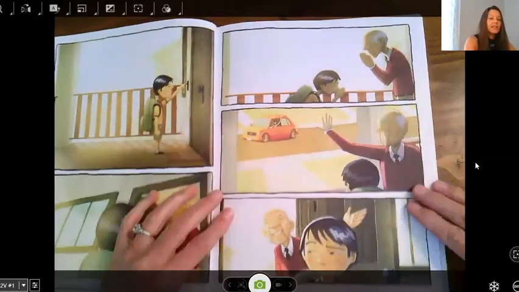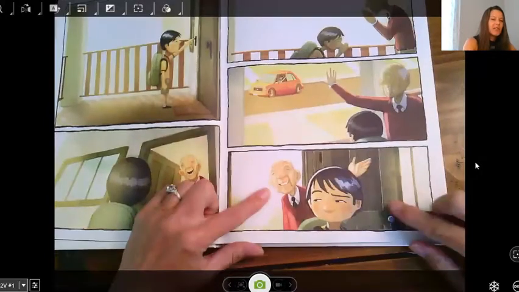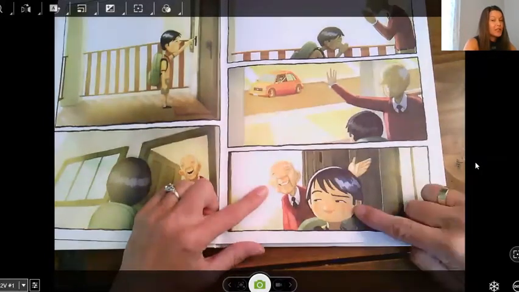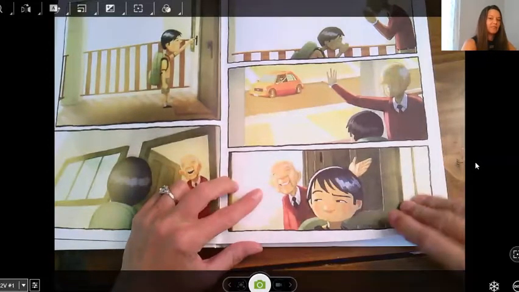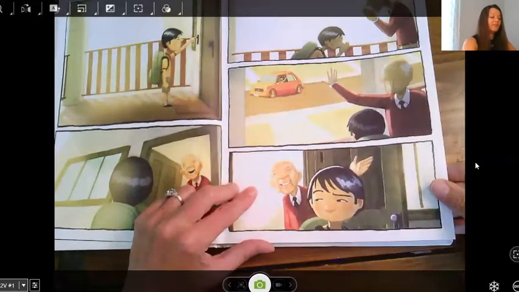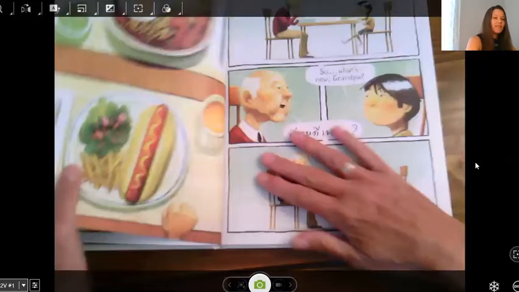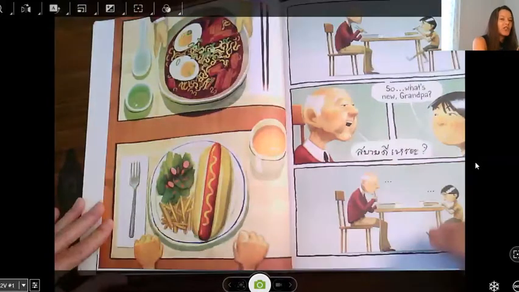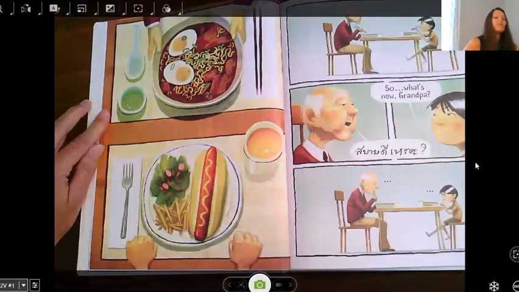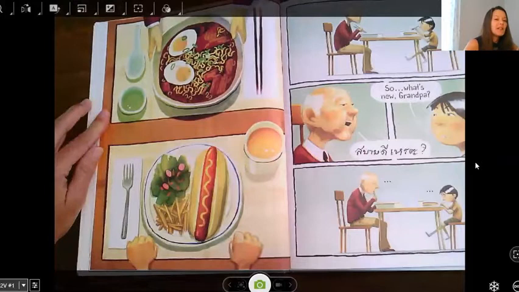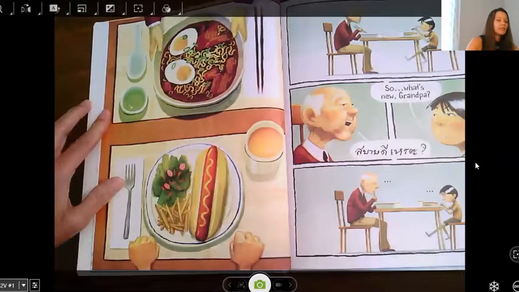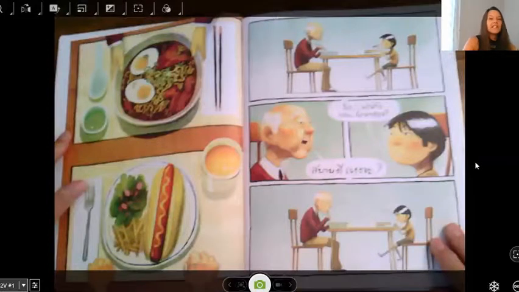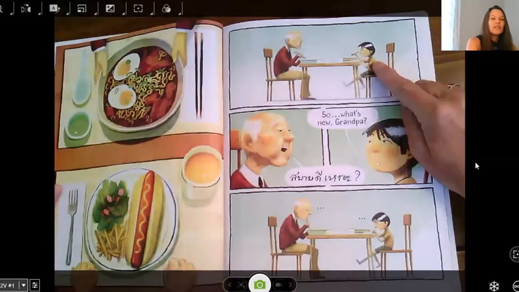Grandpa is very excited to see him, of course. You could read his facial expressions, I hope. He doesn't look that thrilled, I guess. I wonder what's going to happen now. Grandpa makes his traditional type of lunch, but he makes an American lunch for his grandson, and they're sitting there eating their lunch together.